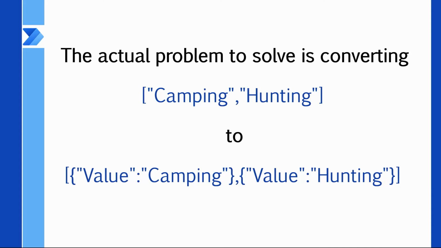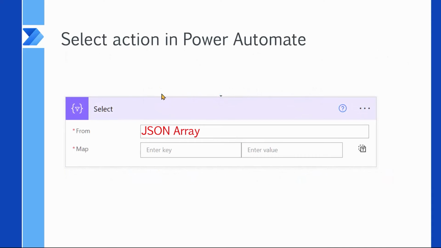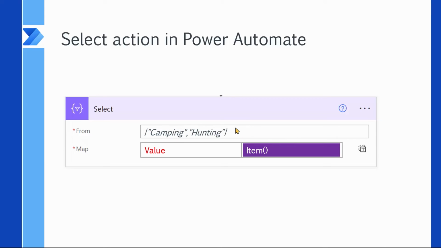And this is extremely easy because inside Power Automate, we have an action called Select. It accepts a JSON array and it can convert it to a totally different thing. So for us, we need to simply pass the hunting and camping in the form of an array, not just a string that we got from Forms. And then we say map whatever the item that I have to the field called value. Fantastic. Let's go and do it.